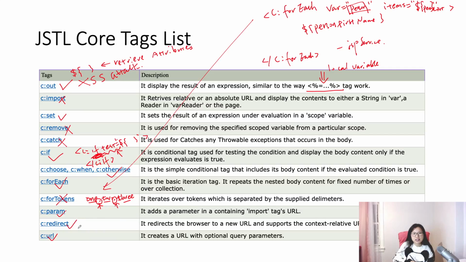And c:redirect is very similar to servlets. In servlets, we have a response dot sendRedirect method, right? This one should be the same as that one, but we didn't introduce it, okay? Anyway, that's the summary about the JSTL Core Tags list.